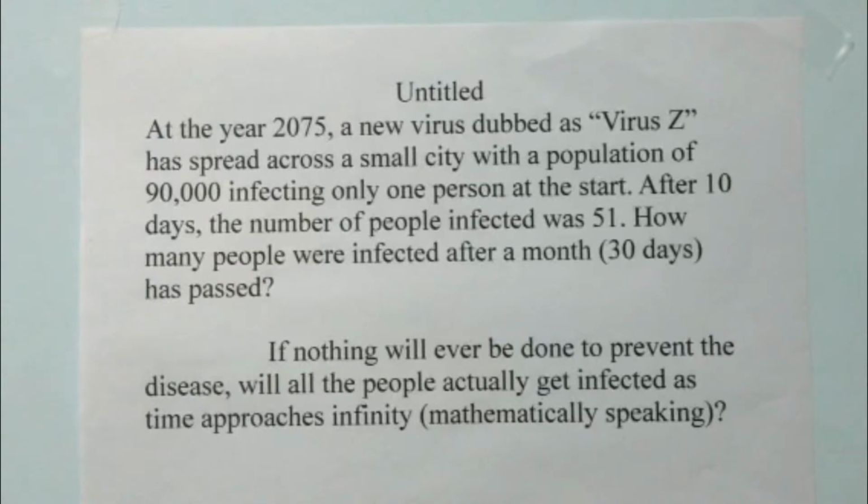In the year 2075, a new virus dubbed Virus C has spread across a small city with a population of 90,000, infecting only one person at the start. After 10 days, the number of people infected was 51. How many people were infected after a month has passed? If nothing is ever done to prevent the disease, will all the people actually get infected as time approaches infinity?